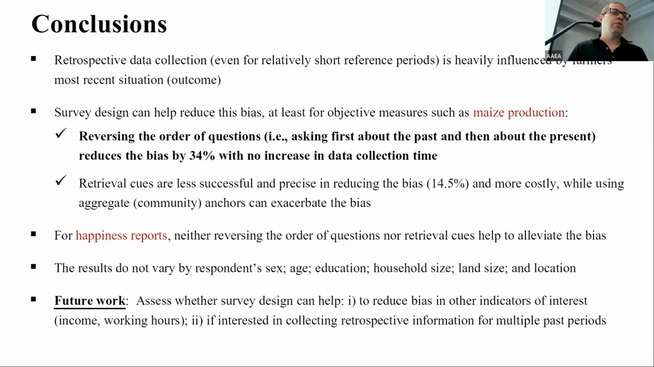Here we focus on maize volume of production, but there are of course other indicators of interest such as income or working hours that also require more mental effort, and probably the bias is stronger for those indicators. Remember also that maize is a main crop produced by farmers. We didn't ask about other crops, which probably would also require more mental effort.